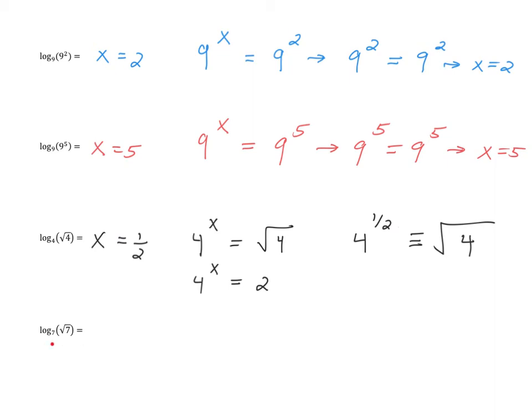For this next one here, log base 7 of the square root of 7, I think it should also be a half, but let's check this out. The base is 7, and what number will give me the square root of 7 back? By definition, an exponent of 1/2 means take the square root of 7, and therefore the answer is also a half.